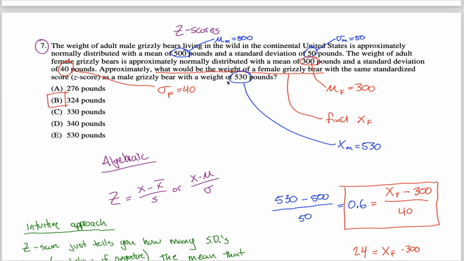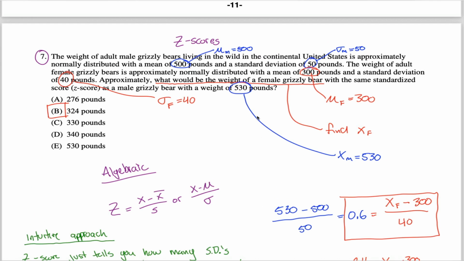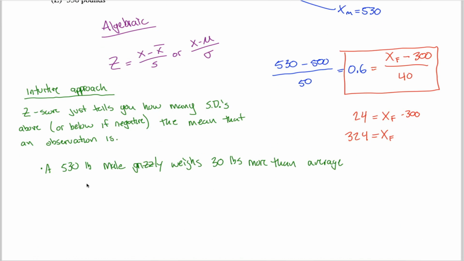So I saw this bear and it weighs 530 pounds and it's a male. Right? So that's more than the male average. A 530-pound male grizzly weighs 30 pounds more than average. So how much would the corresponding female grizzly bear weigh? Well, you might think that since the average female grizzly bear weighs 300 pounds, a corresponding female grizzly bear would be 330 pounds, right? 30 pounds more than the average.